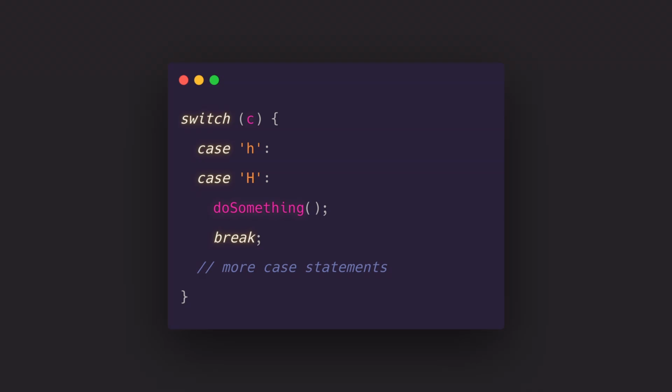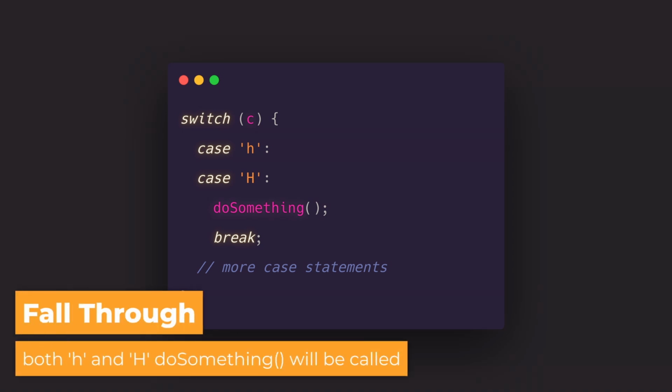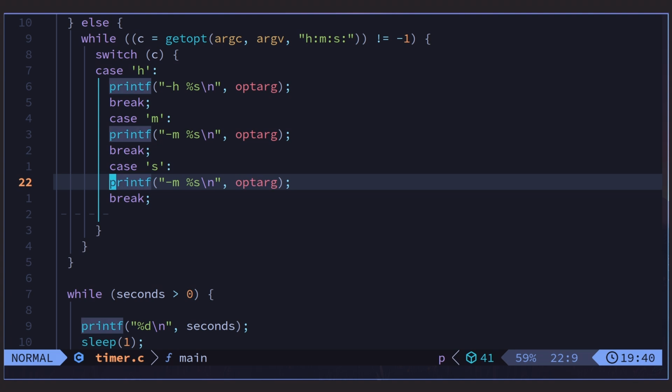There are times you want multiple cases for one code block. If we would accept a lowercase h and an uppercase H, we would have 2 cases, one for the lowercase and one for the uppercase. Then we just have our code block. This will be run for either lowercase or uppercase. Okay, let's do the same for -m and -s.